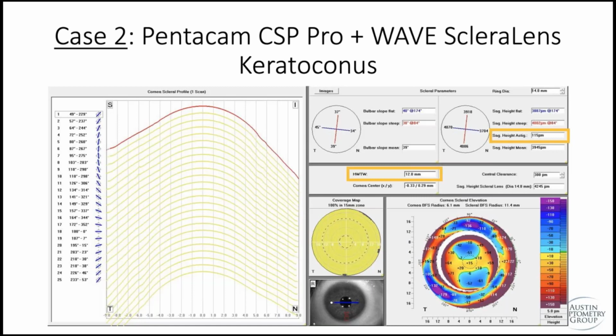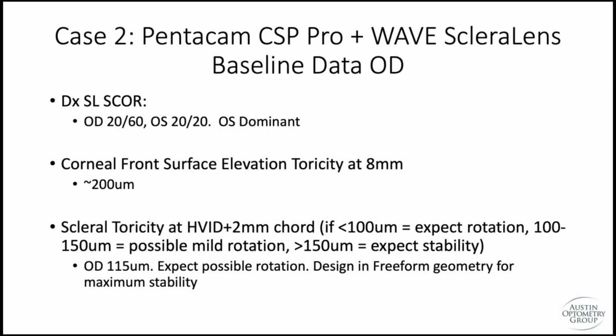Now, if you're using the basic CSP, your view here may look a little bit different. But you can see that there's about 115 microns toricity at that HVID plus 2 millimeter rule that I like to personally go by. And so that's not that much, right? If you go back to one of those previous scans, 100, 150 is kind of okay, but it's not the greatest. But, surprisingly, there's about 200 microns difference in the cornea. So there's a lot of toricity in the cornea, but it didn't carry on the sclera as much as we would generally anticipate.